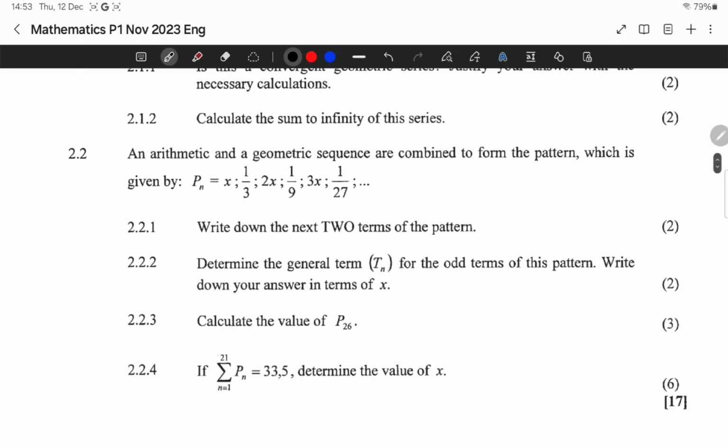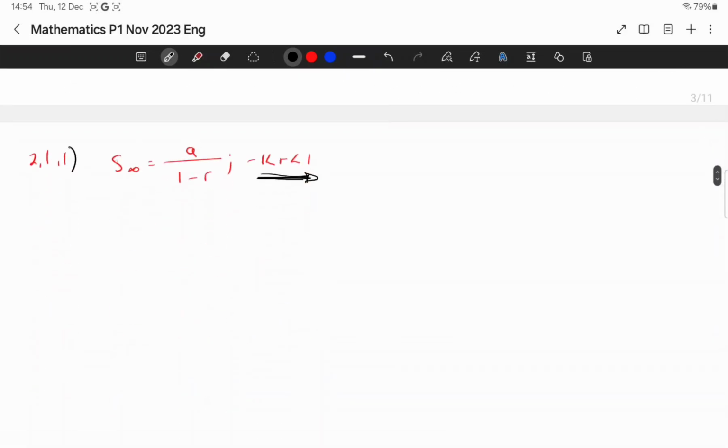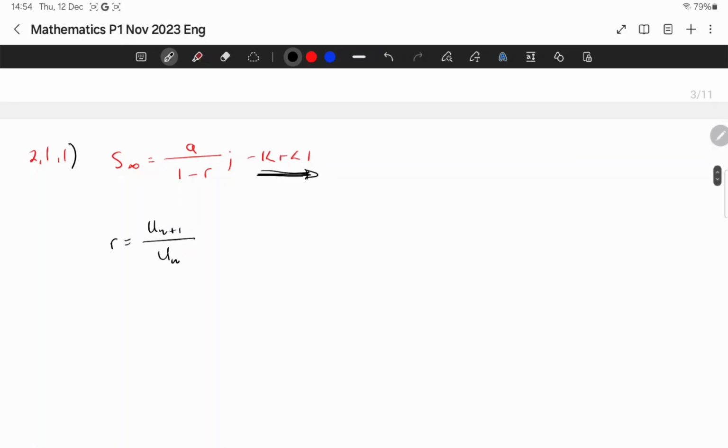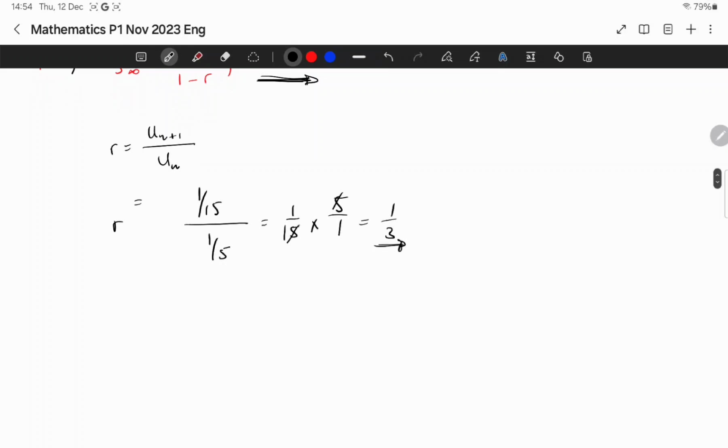But then of course, we have to show how you get the common ratio. The common ratio r is equal to U of n plus 1 over U of n, which means take the next term divided by the previous term. So we can just say 1 over 15, that's the second term, divided by 1 over 5. What does that give us? 1 over 15 multiplied by 5 over 1. What is that? 1 over 3. That's the common ratio. So r is equal to 1 over 3.